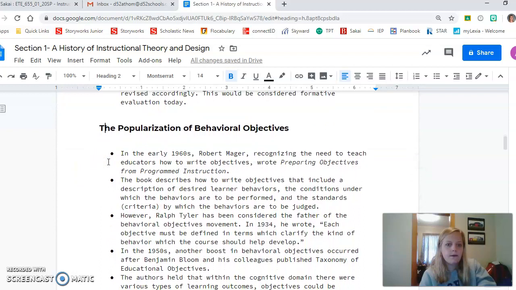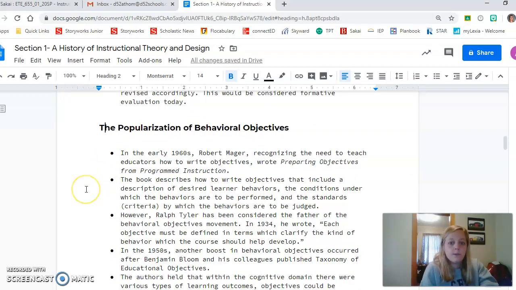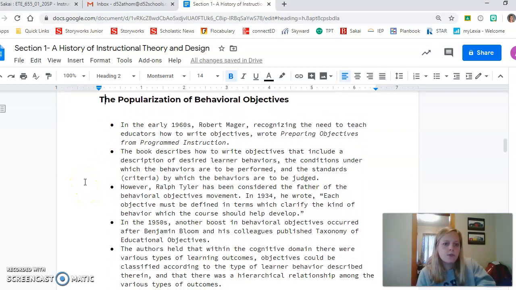Then we have the popularization of behavioral objectives. This occurred in the early 1960s, and Robert Mager had a lot to do with this. He wrote a book describing how to write objectives that include a description of the desired behaviors, the conditions under which the behaviors are to be performed, and the standards or criteria by which the behaviors are to be judged.